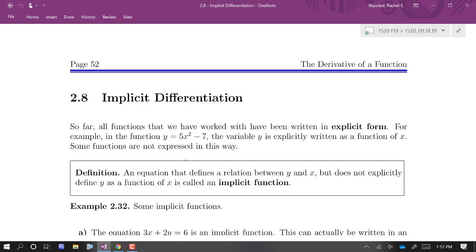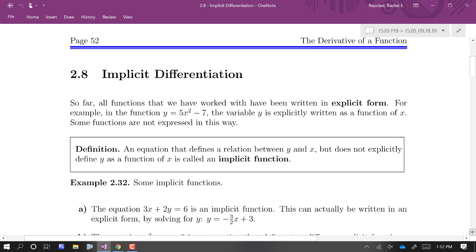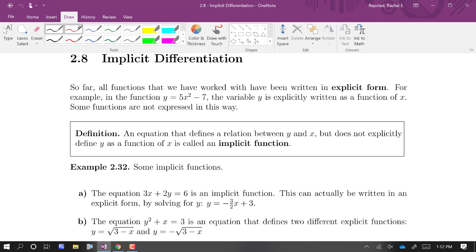Implicit differentiation is really just an instance of the chain rule. We'll start just by talking about what explicit functions are, and that will help us figure out what an implicit function is. Most of the functions we've been working with in this chapter are explicit functions. They're the ones we're used to, where y is just given as a function of x.